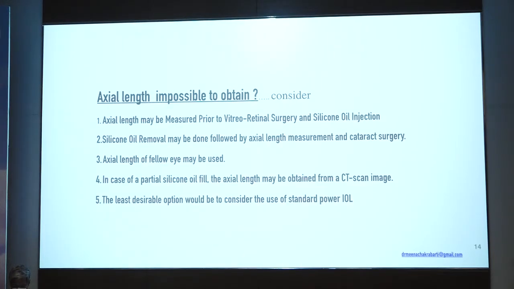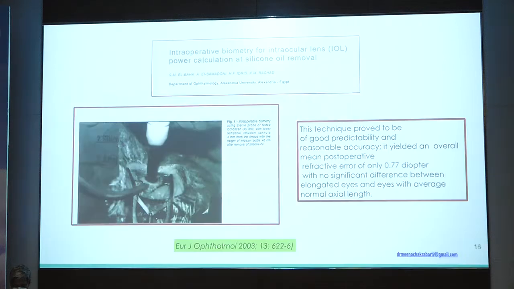In certain situations, when all your knowledge does not give you a good axial length and it's impossible to obtain one, the silicone oil removal should be done in such an eye. Have the axial length measured either intraoperatively using a sterile probe, or postoperatively. You do a staged procedure, where you do the silicone oil removal first and then the cataract surgery. The worst option is to use the fellow eye axial length or use a standard power IOL, which is not necessary in the present case scenarios.